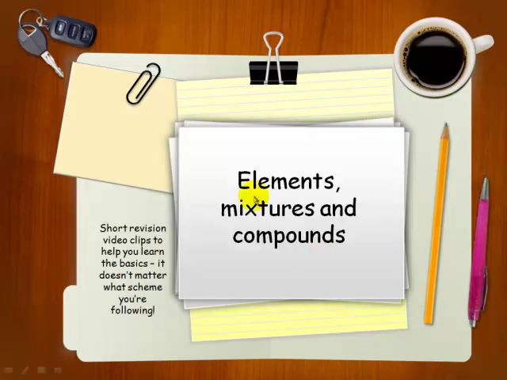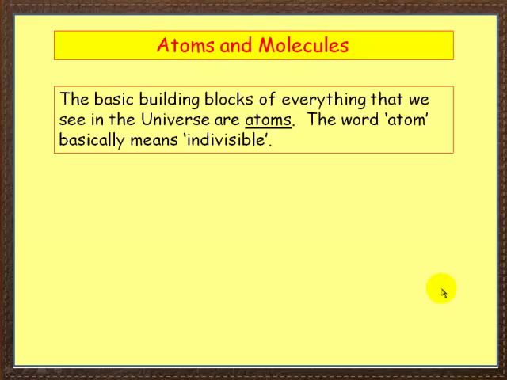Now in this video, it's going to be a very short one, looking at elements, mixtures and compounds. We know that the basic building blocks of everything that we see in the universe are atoms. Atoms are very, very tiny particles. The word atom actually comes from the Greek word atomos, which means indivisible. You can't break it down physically any smaller.